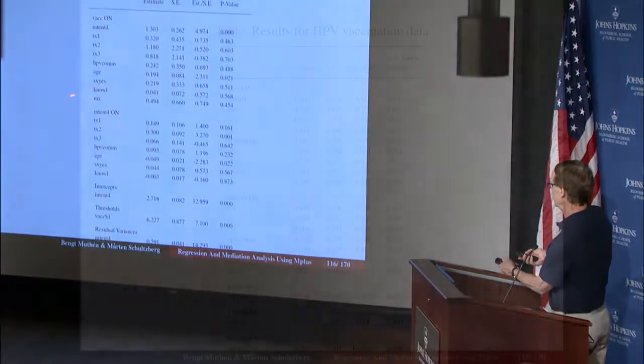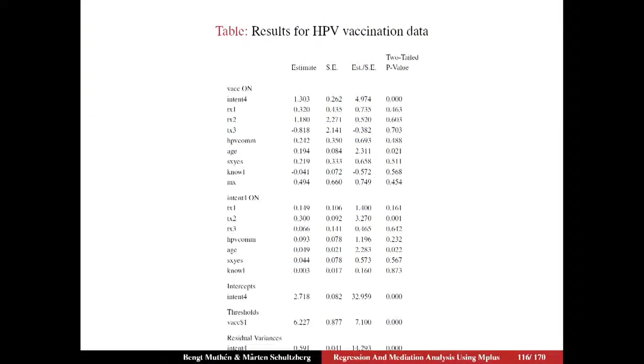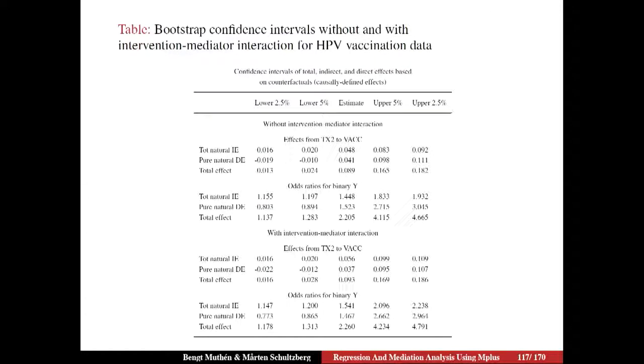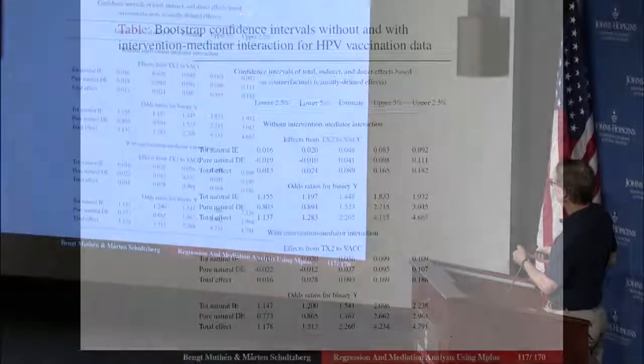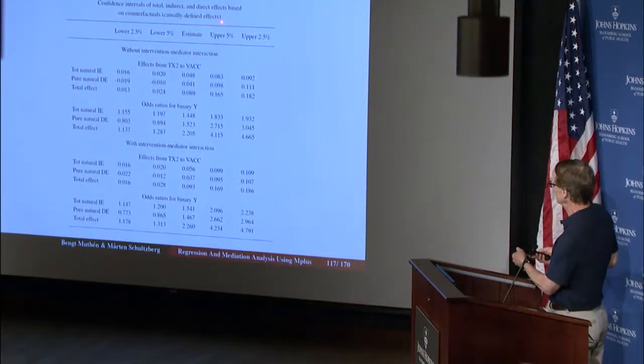Once again, the MX interaction is non-significant. That doesn't go above 1.96. M on tx2 is significant, thank the Lord. At least we have that. And the rest, I guess, is not that interesting. So we get to this. Here, in the output, you should search for confidence intervals of all of the effects based on counterfactuals, causally defined effects.